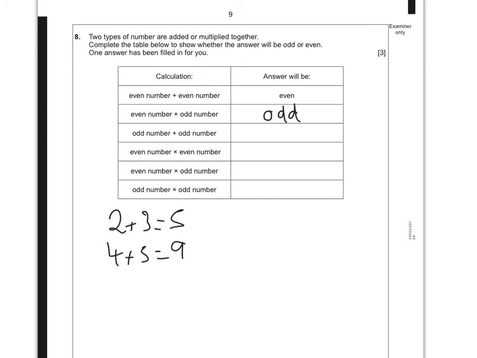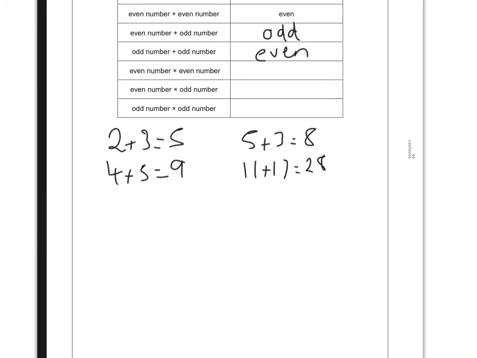An odd number plus an odd number. 5 plus 3 is 8. 11 plus 17 is 28. So again, even. An even number times an even number. Well, let's have a look. Try some numbers. 2 times 4 is 8. 6 times 8 is 48. So I'm happy there. The number is even also.